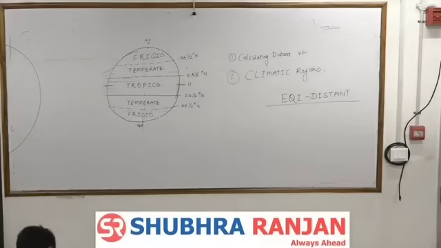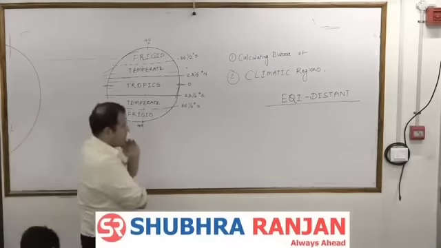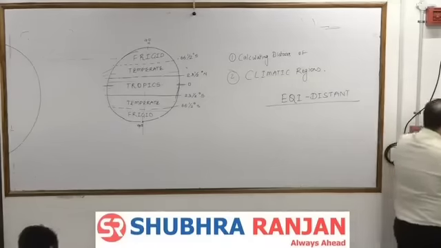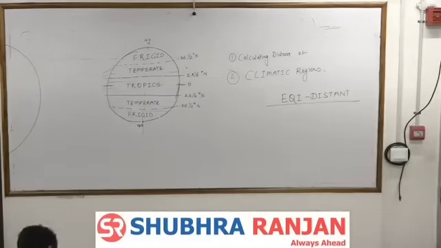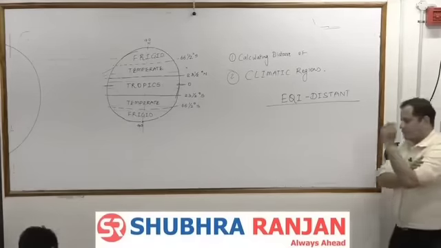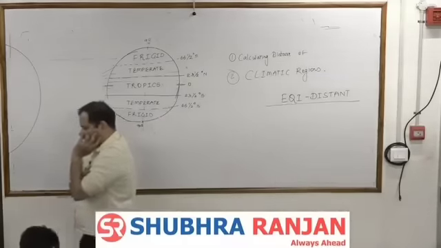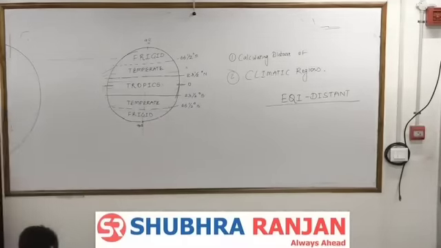This is the region which receives vertical sun rays at least twice in a year. And hence it is a region of high heat.